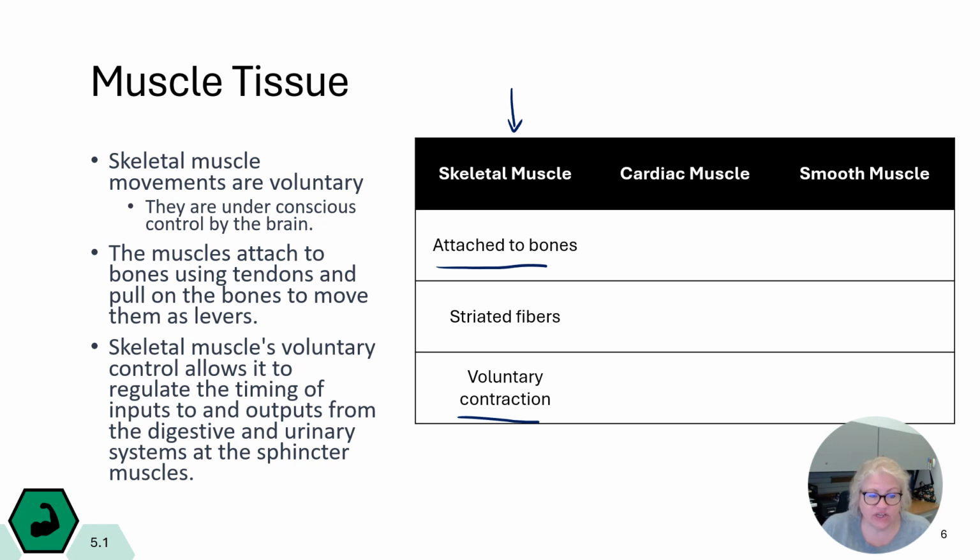Skeletal muscle's voluntary control allows it to regulate the timing of inputs to and outputs from the digestive and urinary systems at the sphincter muscles. Now, not all sphincter muscles are voluntary, but some of them are. When we toilet train, we learn to control our anal and urethral sphincters. We also can control the upper esophageal sphincter to some extent for swallowing. So there are ones that we are able to control. And striated fibers are that component of skeletal muscle because of those sarcomeres.